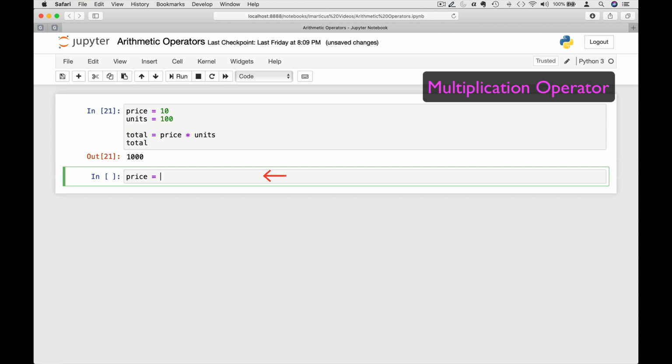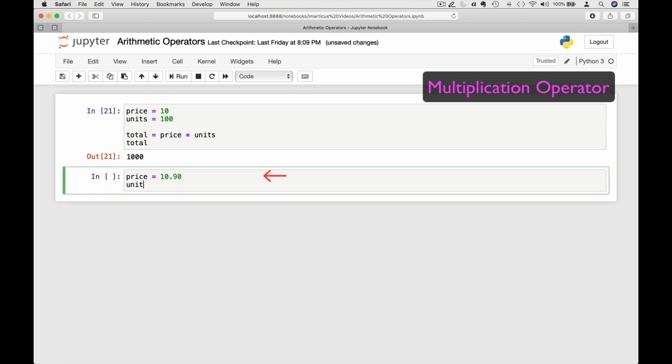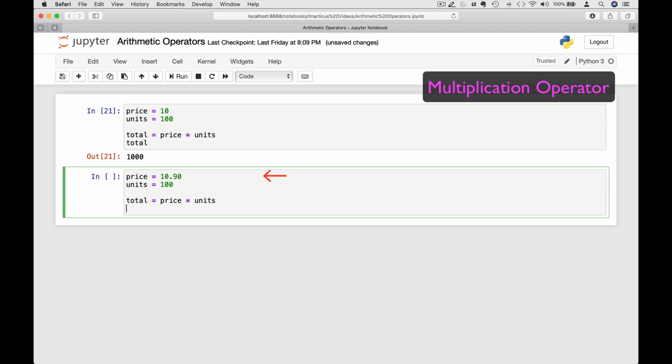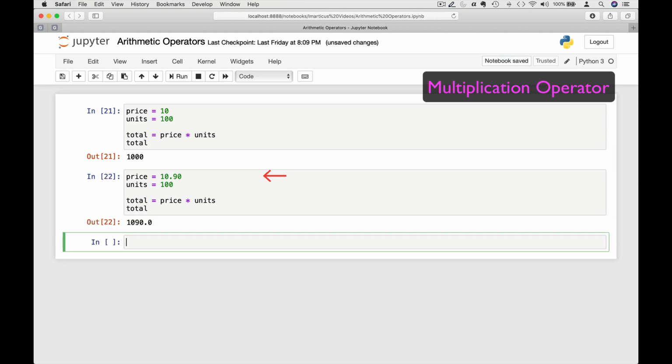In case we have a float variable, maybe price is 10.90 and number of units is equal to 100, then we say total is equal to price multiplied by units, and we see that the total is now 1090.0. Please note that in case of float variable, it provides you with a 0.0, which means the decimal has been added. Let us see how it behaves in case of a string variable.